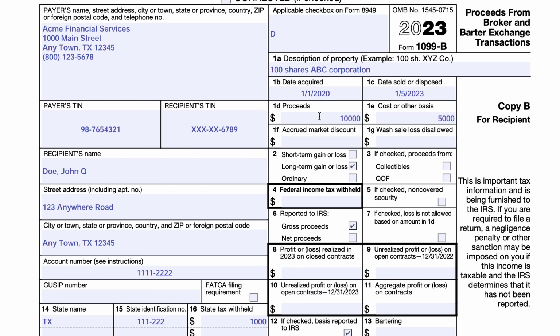In this case, the proceeds minus commissions or any other transaction costs are reported here. He made $10,000.